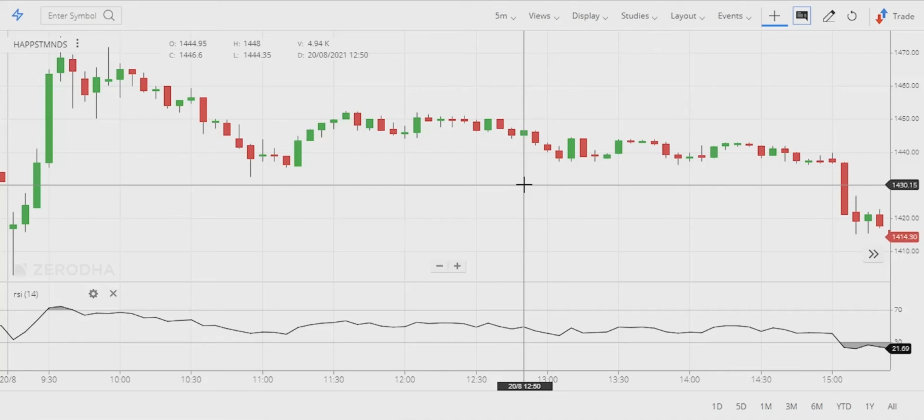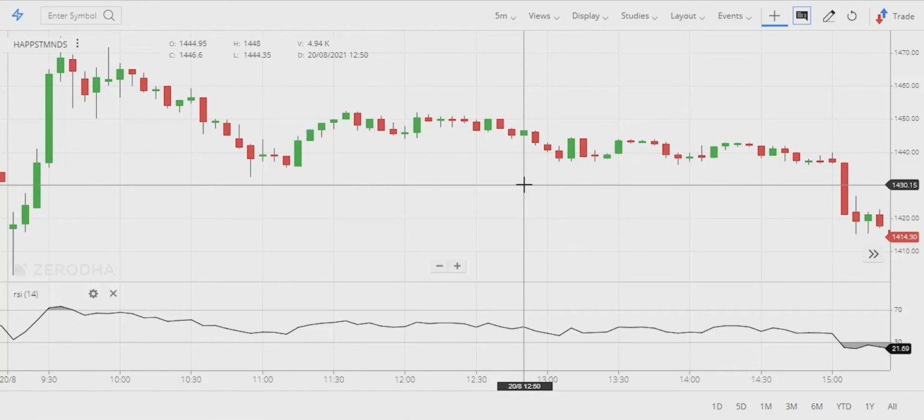So this was all about RSI. Using RSI, you can make 1.5% to 2% profit in intraday, and you can also interpret, in swing trading, when you have to exit your position by looking at the RSI chart.